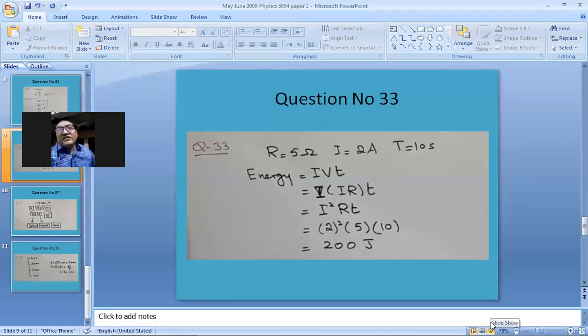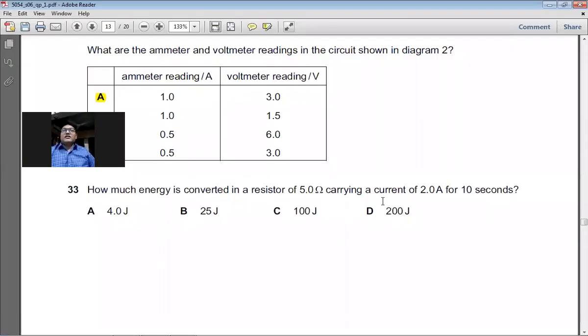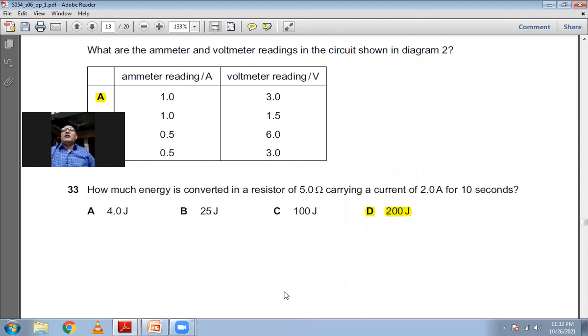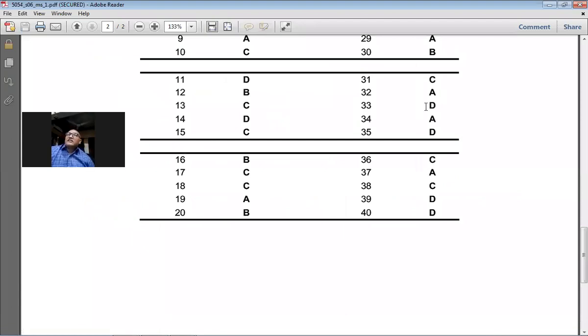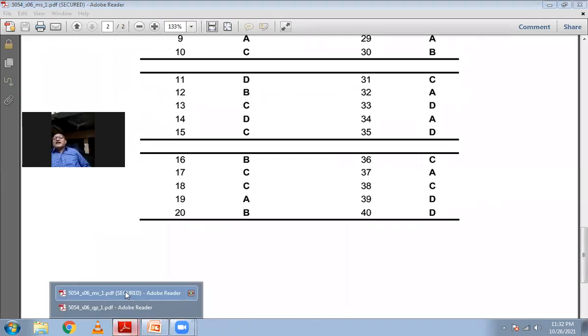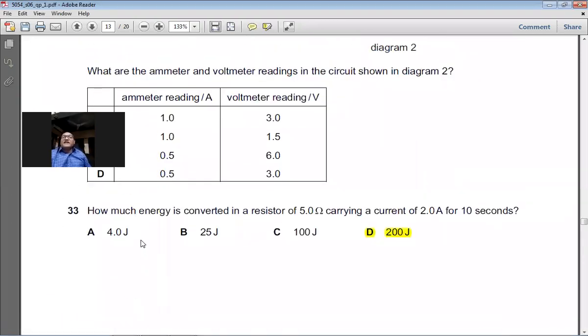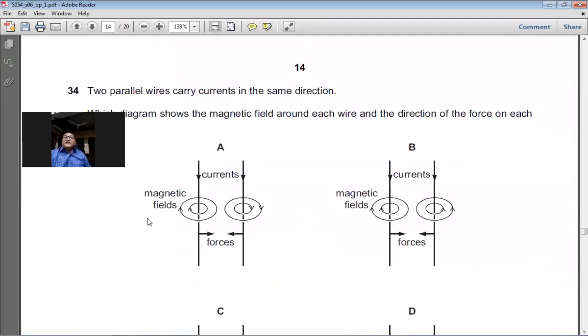Question number 33, 200 joules. So D is the option. D is the right option, sir. So let's check. D is the right answer. And for 32, A is the answer. Let's check which answer I have taken. Yeah, question number 32, A is the right choice.